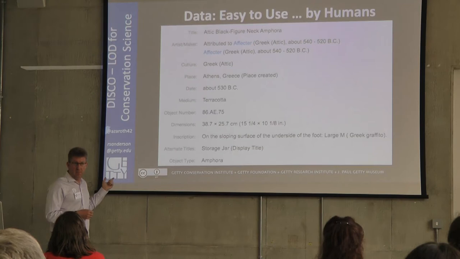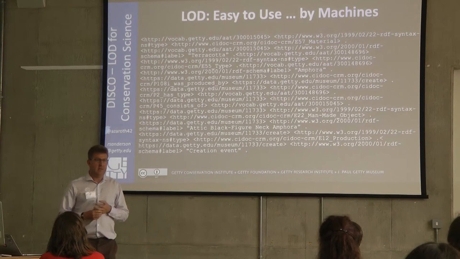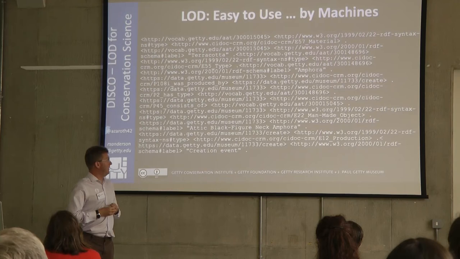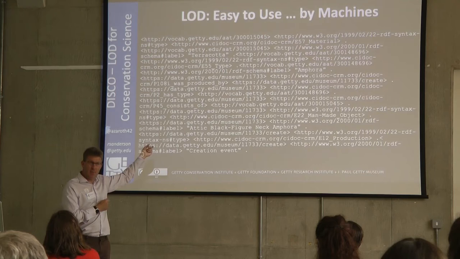Linked open data is easy to use by machines. Don't try and read this. This is the entire point of the slide, that you can't read it. It's pretty much impossible to see what's going on here. But what it is, is the triples of the previous slide expressed in a machine-readable format.